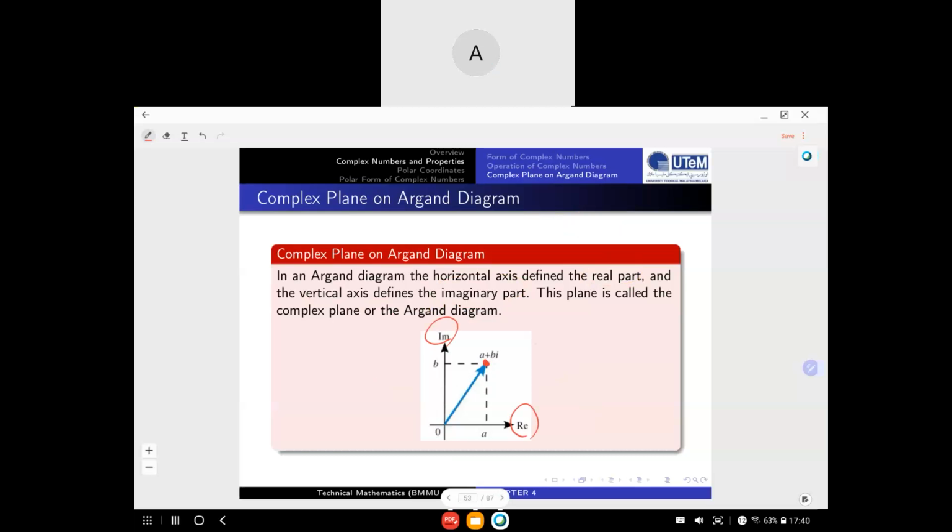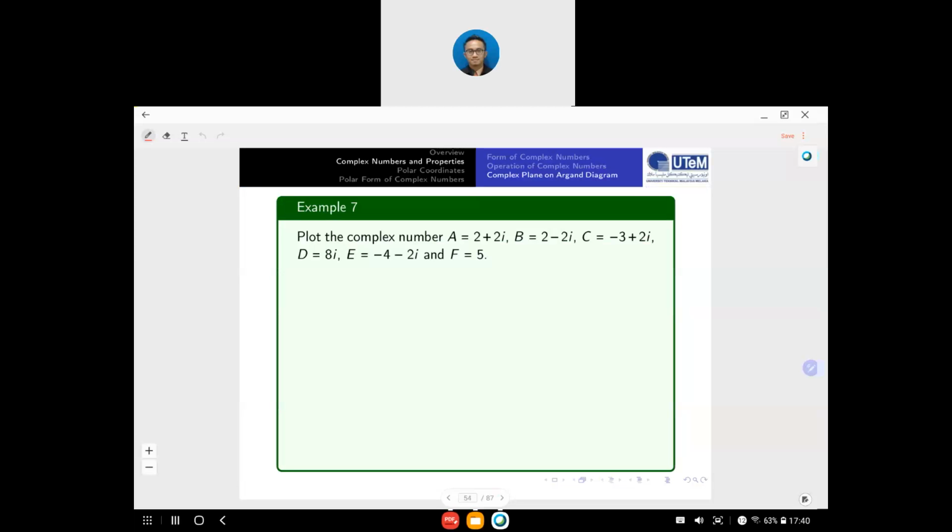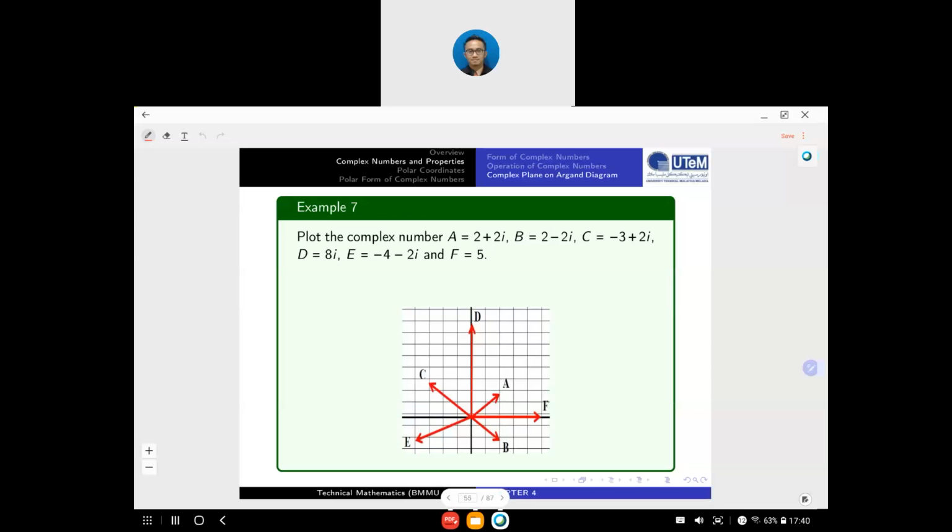Okay, next. Z1 times by Z2. So also the same thing. Z1 times by Z2, so this one you need to expand first. Z1 is 2 plus I, Z2 is 1 minus I. So 2 times 1, you can get 2. 2 times by negative I, you can get negative 2I. Next, I times 1, you can get plus I. And then plus I times by negative I, so you can get negative I square.